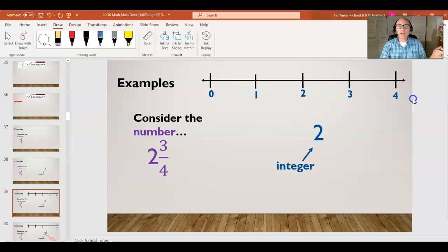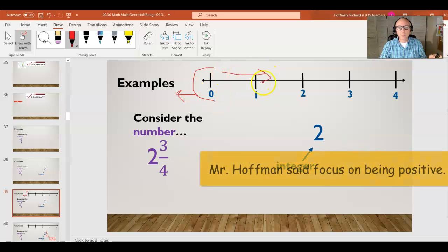We go 1, 2, 3, 4, 5, 6, 7, 8, 9, 10, 11, 12, 13, 14, 15, 16, and we can go backwards this way. We can go -1, -2, -3, -4, -5, -6, -7, -8, all the way to negative infinity. But for today, we're just going to focus on our positive integers.